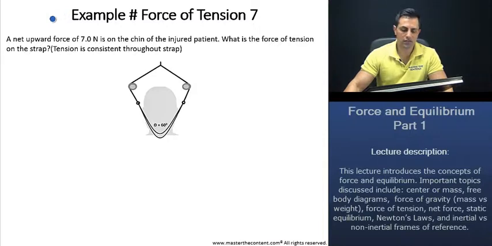Example, force of tension 7. A net upward force of 7 newtons is on the chin of the injured patient. What is the force of tension on the strap? Tension is consistent throughout the strap.